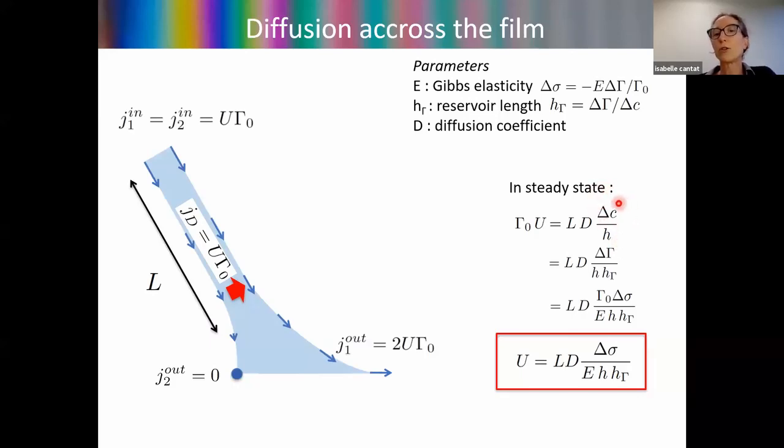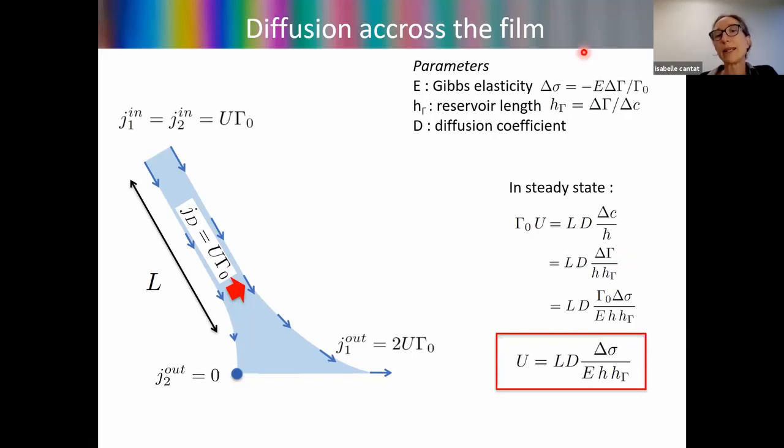Now the bulk concentration can be related to the interfacial concentration using this important parameter that I will call the reservoir length, which is a derivative of the interfacial concentration with respect to the bulk concentration. Here again, that's a well-defined physico-chemical property, which is a good thermodynamical property we can a priori measure independently.